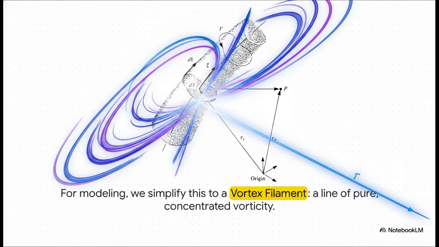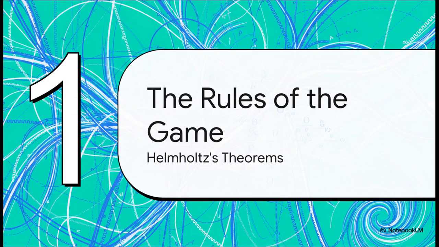We simplify it. We imagine shrinking that vortex tube down until it's an infinitely thin line, and we call that a vortex filament. It's basically a line of pure, concentrated vorticity with a specific strength, gamma. And let me tell you, it is an incredibly powerful tool for calculating the forces on wings. So, how do these vortex filaments and tubes actually behave?